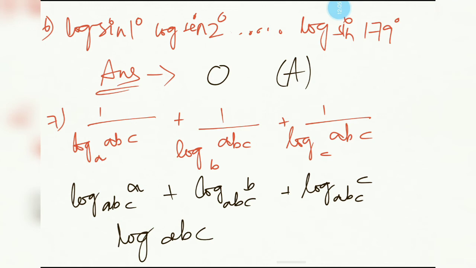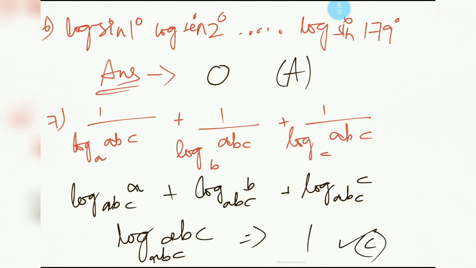Correct. Now log ABC is nothing but 1. Understood? Because the base is also ABC only here. So log ABC to the base ABC is 1, because both this number and base are the same. So the option is C.